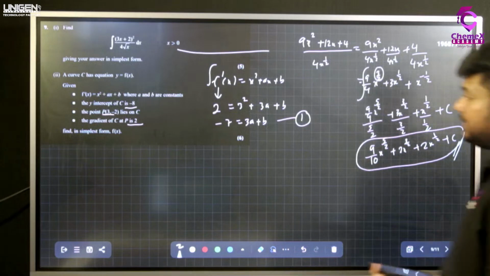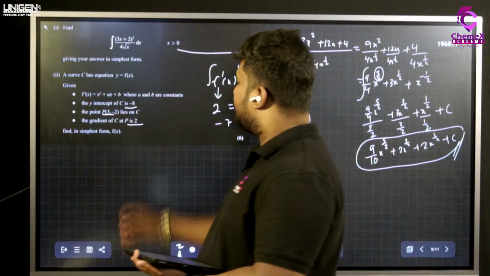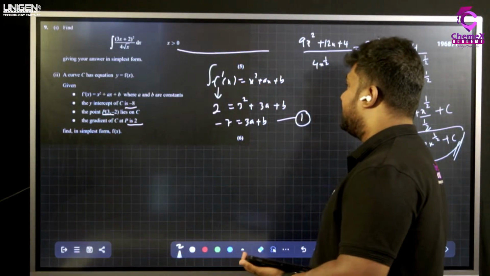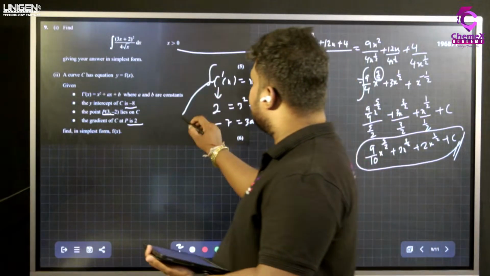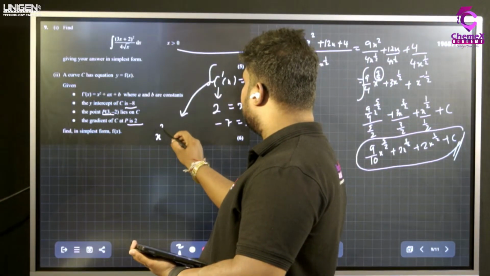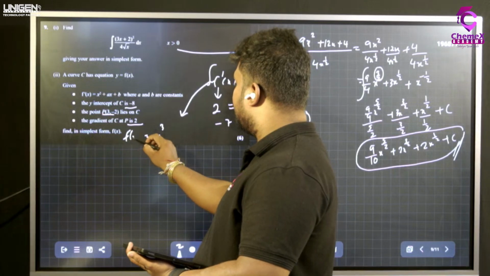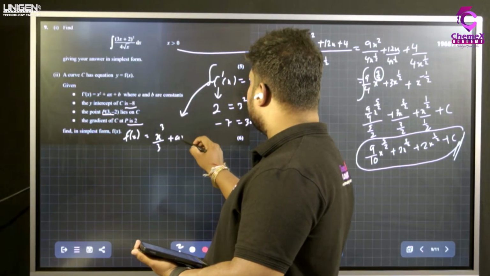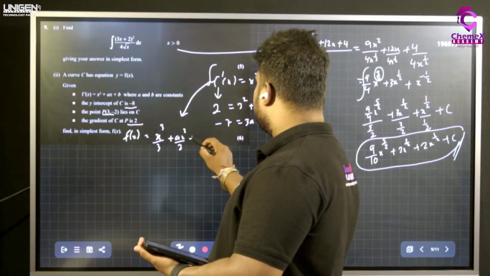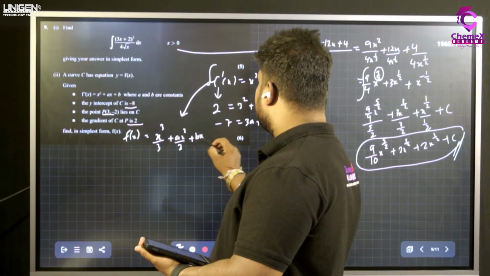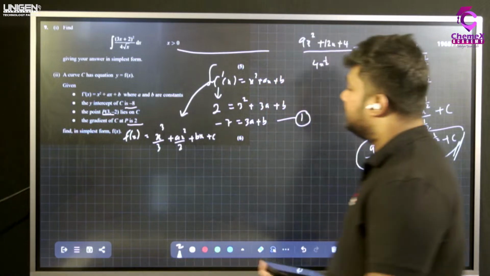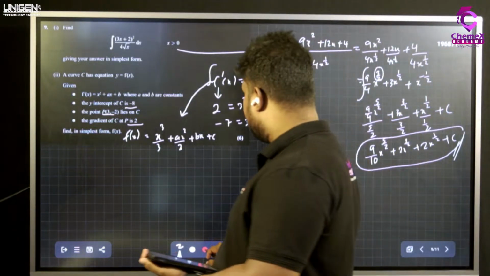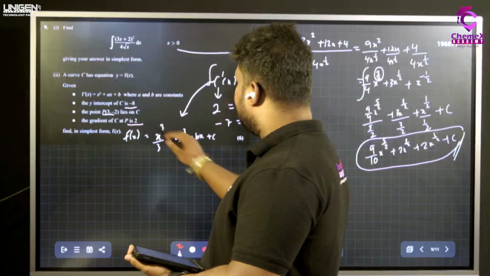The other equation: they have given the y-intercept of C is minus 8. So if you integrate this, what do you get? x to the power 3 divided by 3 plus ax squared divided by 2 plus bx plus c. Then c is given. You can straight away write minus 8.